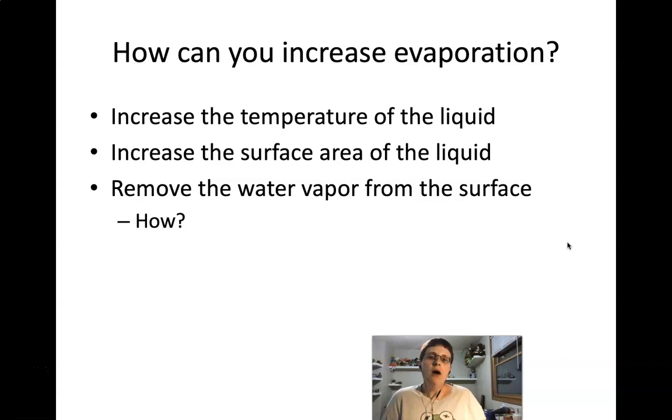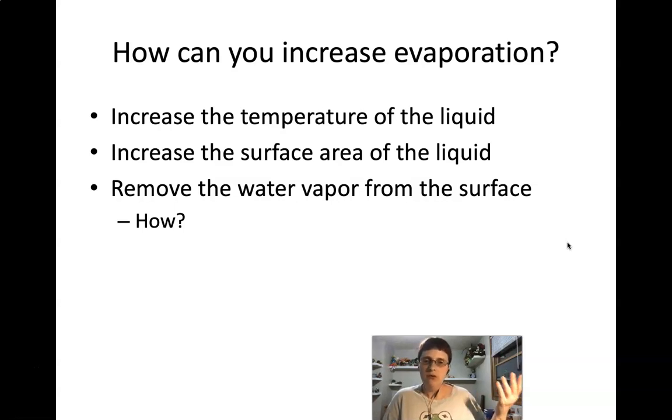You can remove water vapor from the surface. If you have something that is containing water or any sort of liquid, very often those high energy molecules do escape, but they generally stay right near the surface. And so you can remove the water vapor or whatever liquid vapor it is, and that'll increase the evaporation.